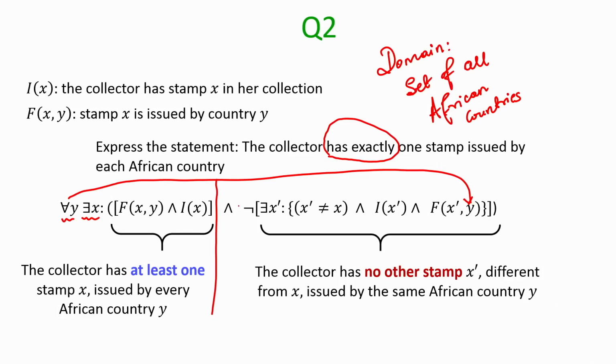So, that is why I put a negation here, and if I put a negation, that means there can't be any other stamp X prime different from X which is also there in the collection of the collector and X prime was issued by the African country Y. And that is why the conjunction of these two things represents the required statement. Of course, you can simplify this, apply De Morgan's law and take this negation inside, make everything in the form of an implication and so on, that also you can do. But even if you write this expression, that is correct.